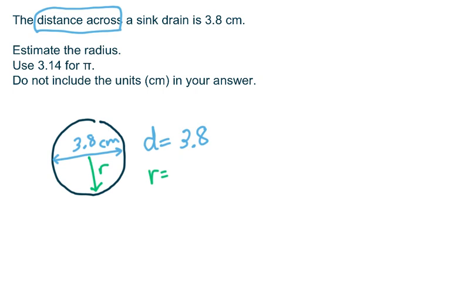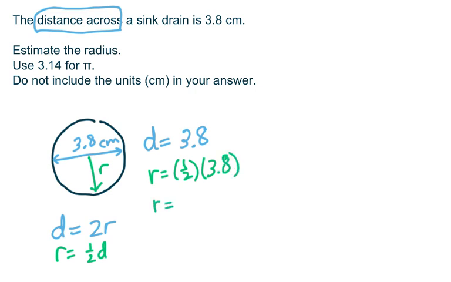To find the radius, I need to think about the relationship between the radius and the diameter. So I know that the diameter is 2 times the radius, and that means that the radius is 1/2 of the diameter. So if I know that the diameter is 3.8, I need half of that. So 1/2 of 3.8, and that will give me the radius. So the radius in this problem is 1.9.